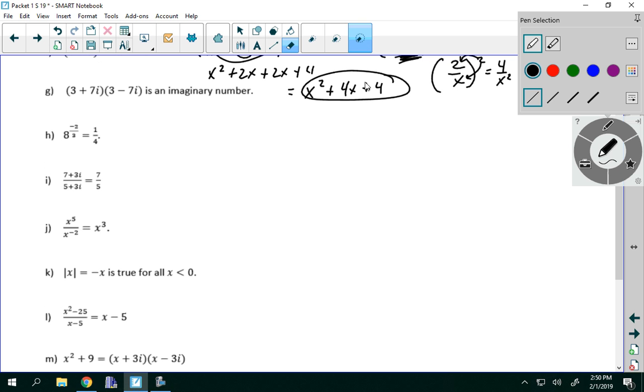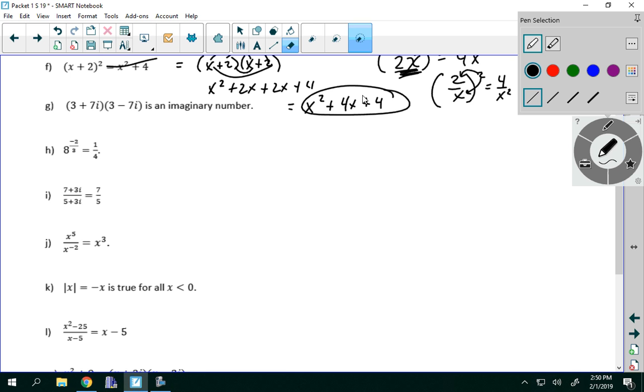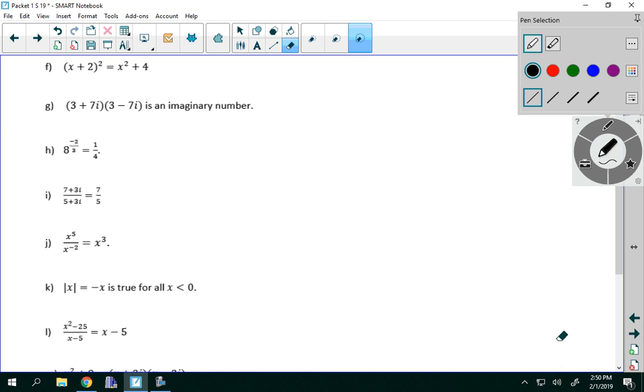Okay, now G. 3 plus 7i times 3 minus 7i is an imaginary number. Well, if you recall, this is an example of two conjugates. That's what we call factors that look like this, where they look identical except one is addition and one is subtraction. And whenever we multiply two factors that look like this, we lose our middle term, because our middle term is the sum of two opposites.